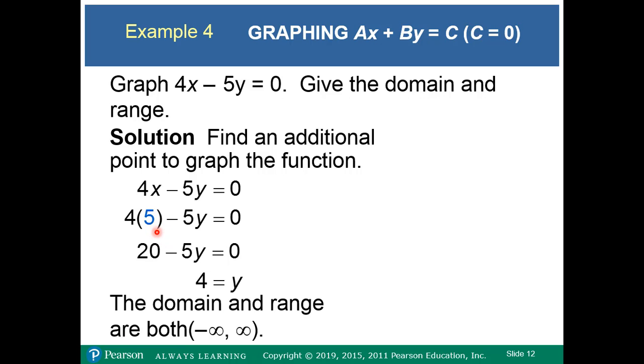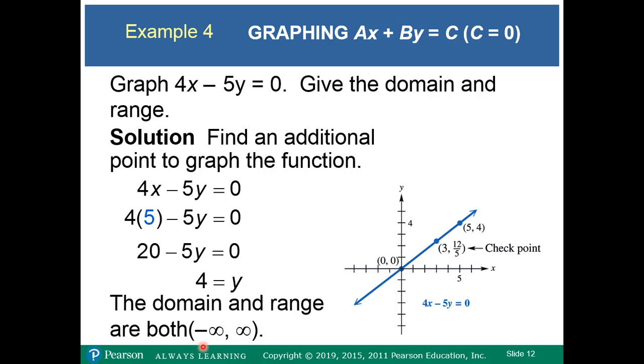And so we get 5, 4, or 5, 4. And so the domain and range is going to be all real numbers. Okay, and so we could see that it goes through the origin. If it was a constant function, we would have gotten 0 again for y. If this would have been 0, then we would have known that this was a constant function, and the domain would have been all real numbers, but the range would have just been 0.